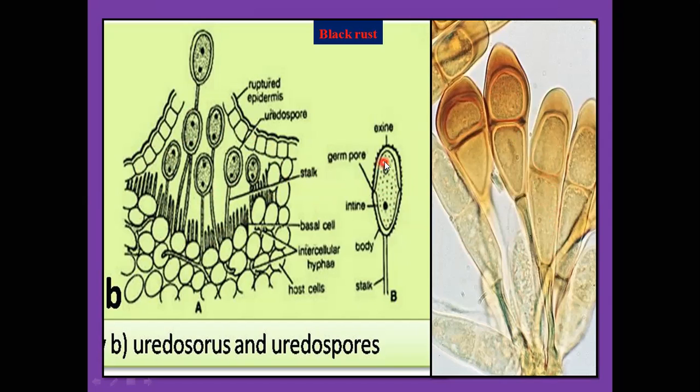So you can easily identify the shape of the urediniospores and the shape of the teleospores or teliospores. In black rust, the teleospores or teliospores are two-celled, and the apex portion of the teleospores is always pointed in nature. So pointed apex teleospores are present in black rust.